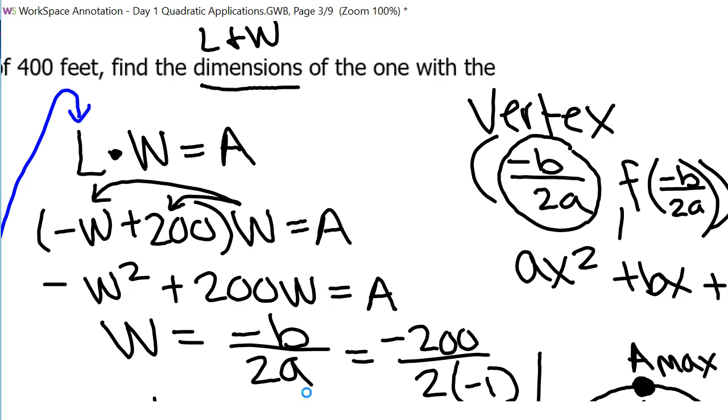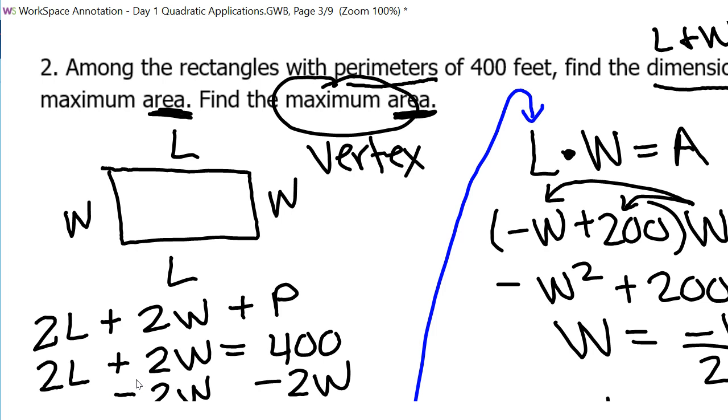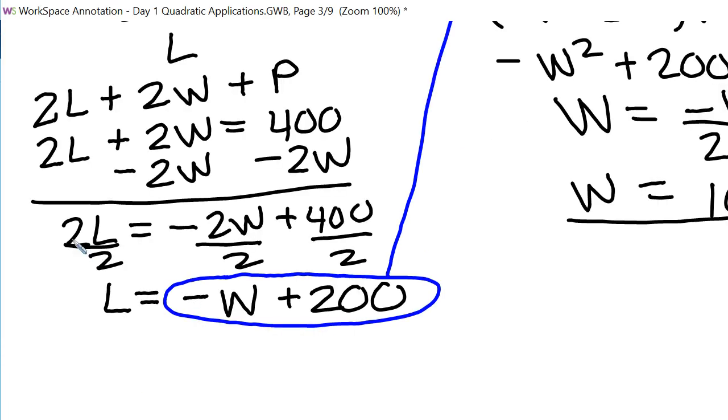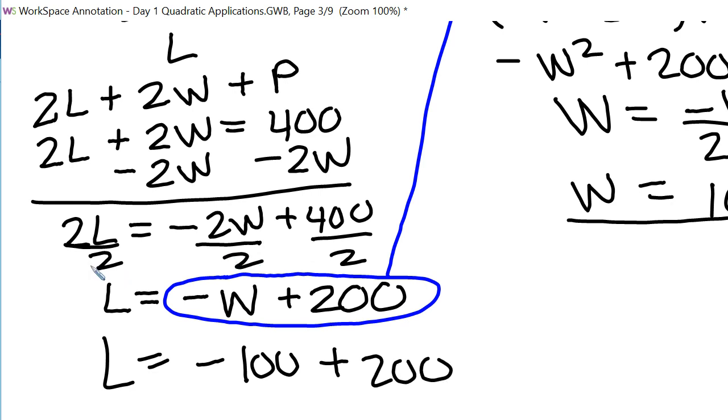The length. So to find the length, I could use this formula down here. The length would be negative, and what do I substitute for the width? 100 plus 200. So what is the length? 100, and what would the units be? Feet. So we have the dimensions. What else do they ask us for?